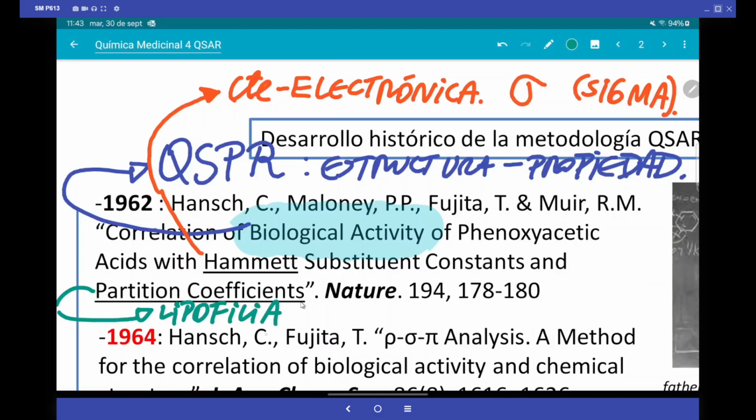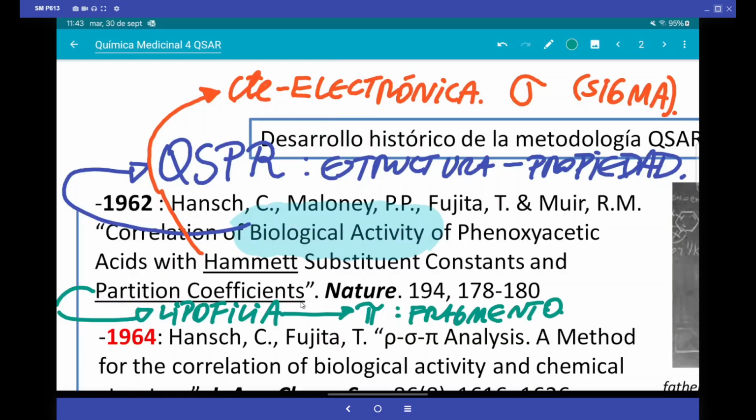Hansch's contribution was to take this to a simpler way, and he spoke of the pi lipophilicity. It has nothing to do with pi stacking interactions. It has nothing to do with the mathematical pi, 3.14, but it is the lipophilicity coefficient of a fragment. And we are going to explain it later, because I know it sounds very strange. We will come back to it later with more space, okay?